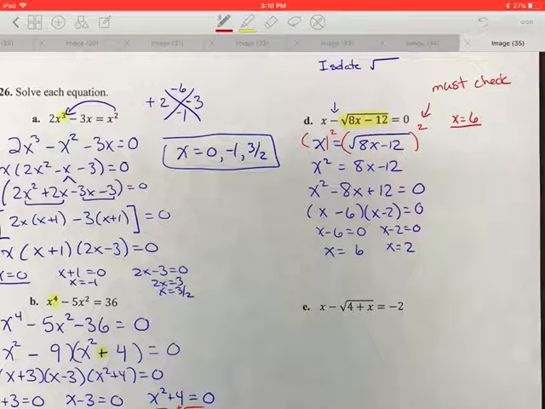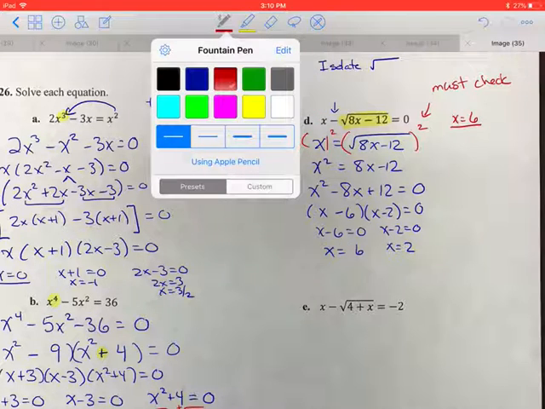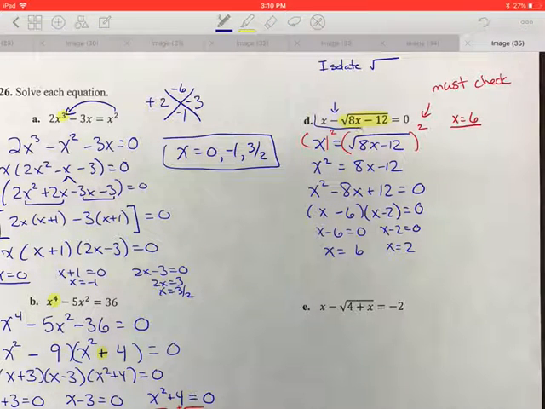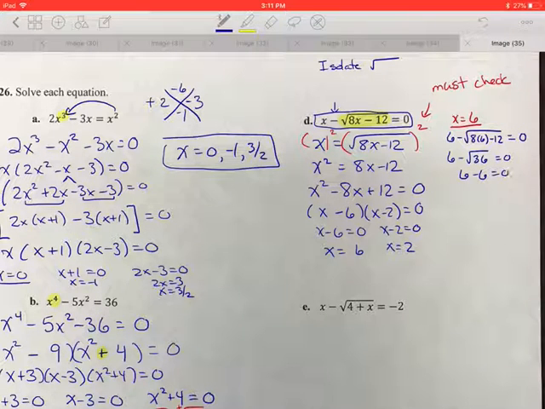So I'm going to go back to my original equation, and everywhere I have an x, I'm going to put a 6. So this becomes 6 minus the square root of 8 times 6 minus 12, and I want to see if that equals 0. So underneath my square root, I get 48 minus 12, which is 36. And then the square root of 36 is just 6. So I get 0 equals 0. So that works. So I get to keep this answer.